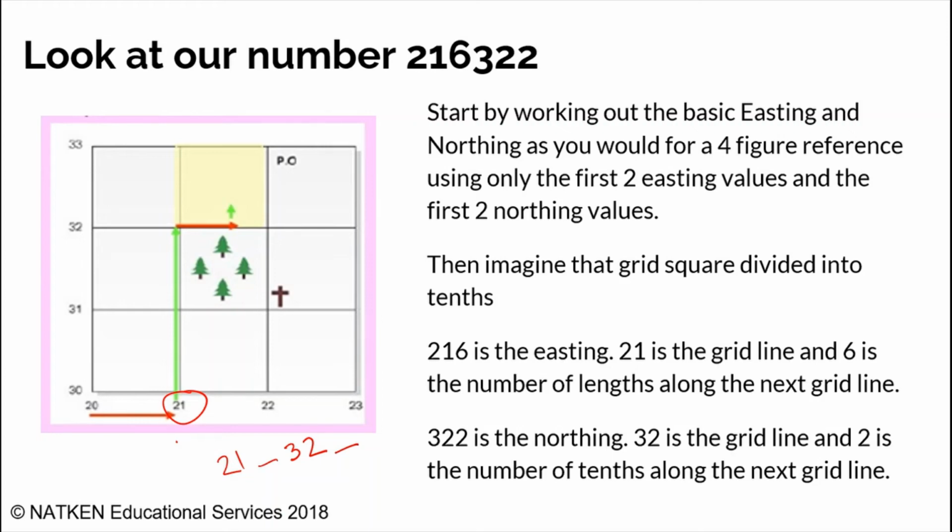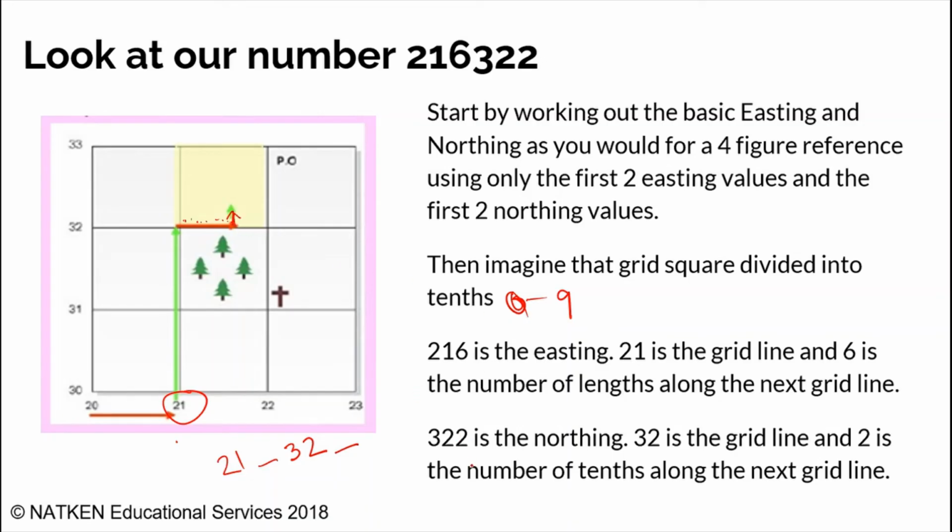4 figure. Then we are imagining that we are cutting up the square into smaller grids, so that we would have it in tenths. So remember again that for that smaller grid, we would start at 0 and then we would go all the way up to 9. That would have given us our 10 spaces. So we would have 216, which is our easting, and then 21 is the first part of the 4 figure, and then the 6 is the number of lengths along the next grid. So 21, and then the number of lengths until we get along the next grid here.